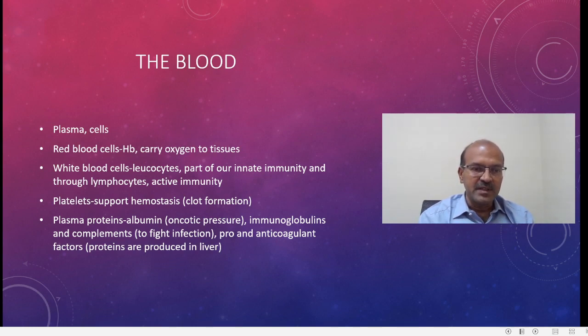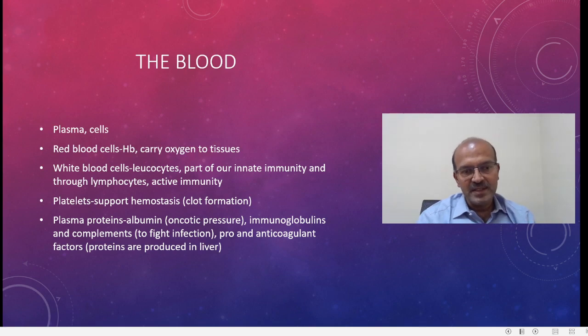The third cellular component in the blood is the platelets, and they are very important for hemostasis, or clot formation. Suppose there is a cut in a vessel, the platelets quickly clump together and then activate a clotting pathway, and this helps to stop the bleeding.